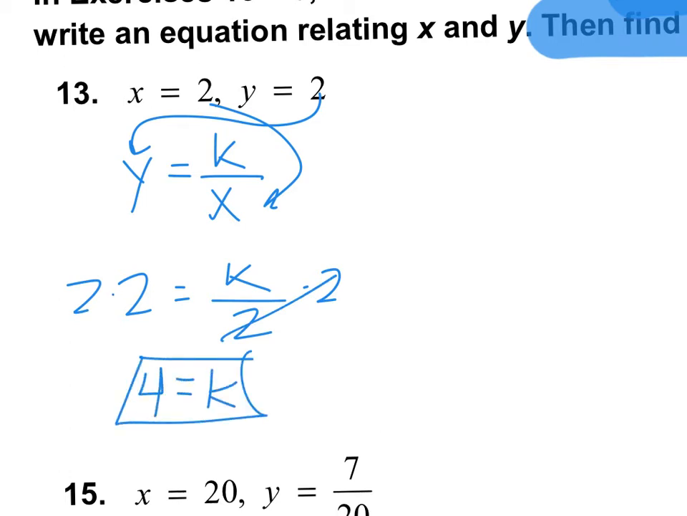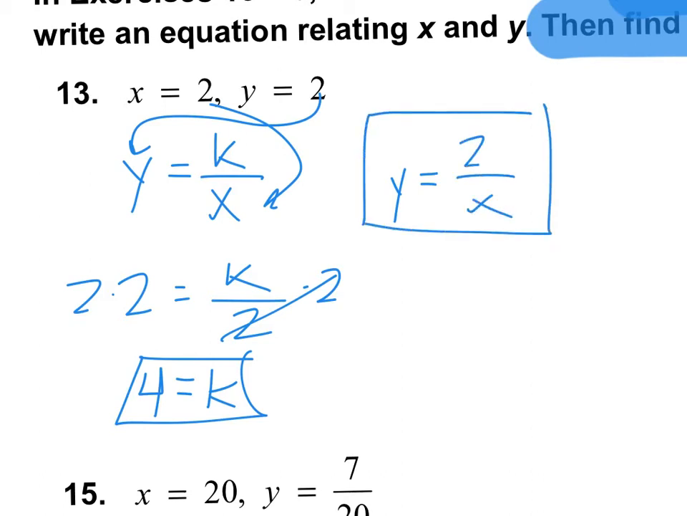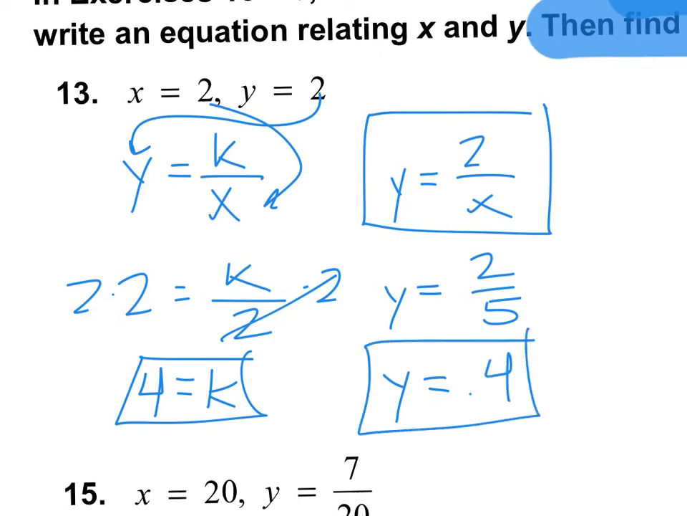So now I return back to the original formula, but I'm going to replace k with 4. This is the formula for my problem. Now it says to find y when x is 5. So when I do y equals 4 over 5, y will equal 4 divided by 5, which is 0.8. And you're done. And then this would be your answer, and this would be your formula. That's your equation. Let's try one more.